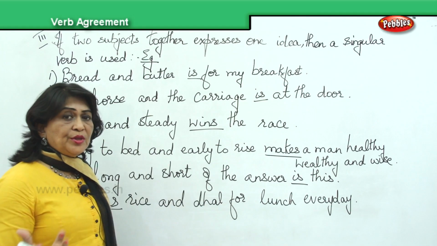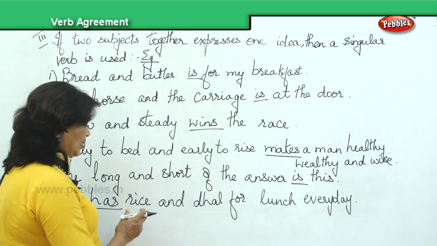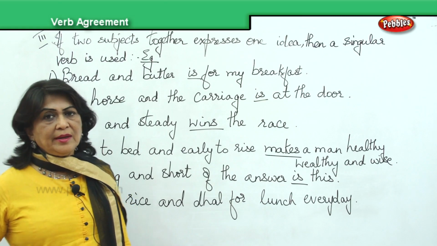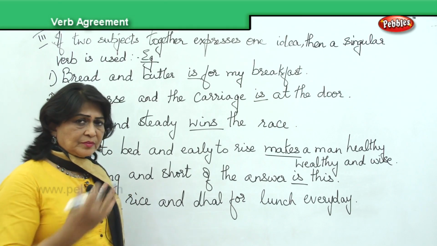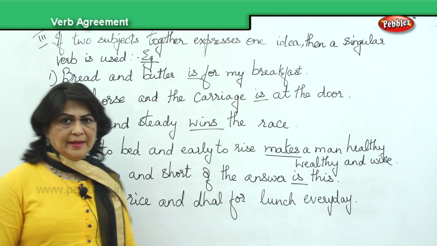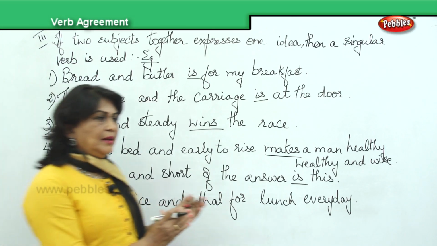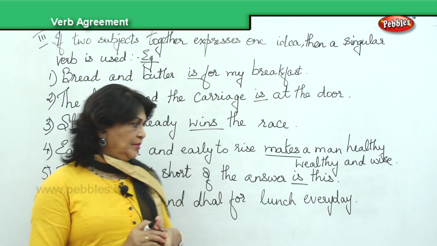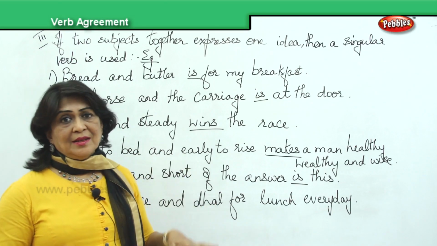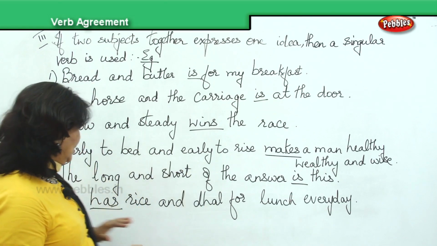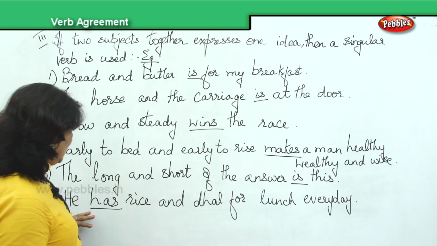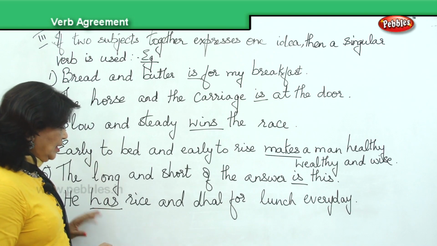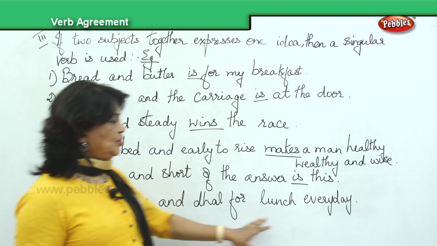Rice and dal are two different entities, okay? But do we eat only the plain rice separately and the dal separately? We mix it together and we have rice and dal, okay? Rice and dal together only makes it a food item. We cannot eat plain rice and plain dal separately. Rice and dal, he has. We don't say he have. He has rice and dal for lunch every day.